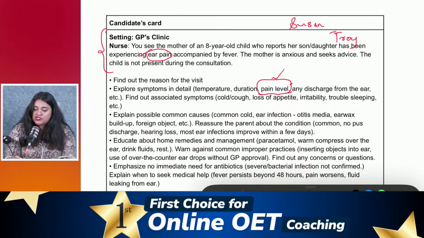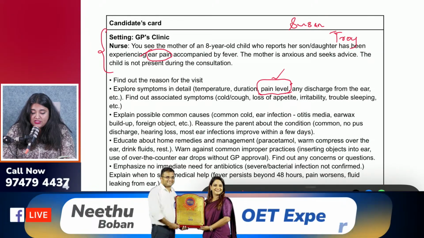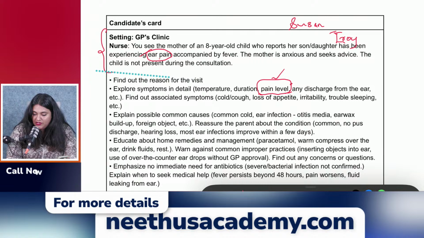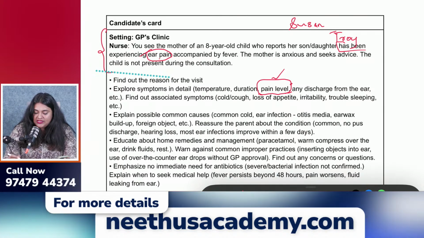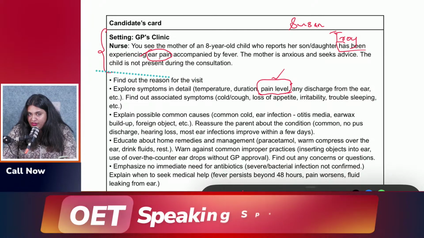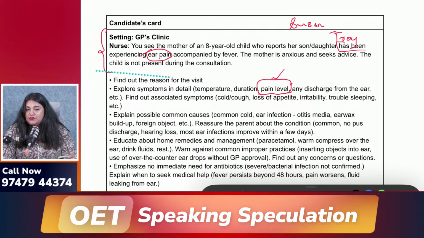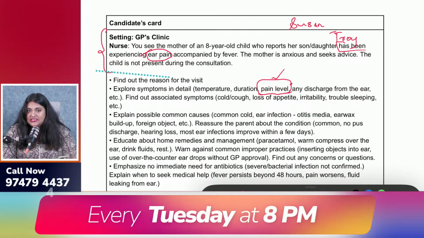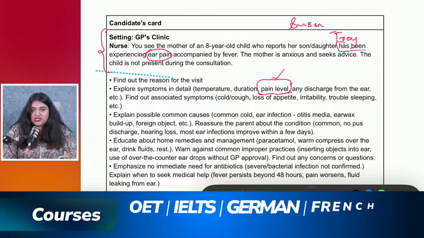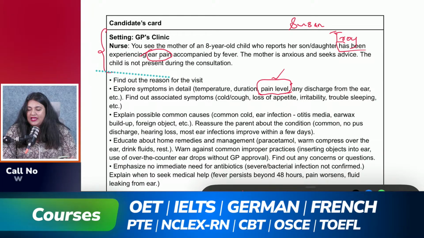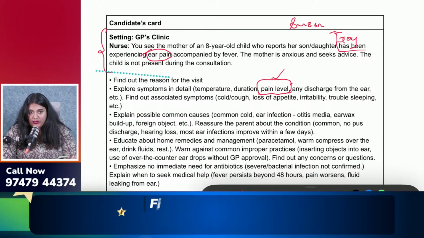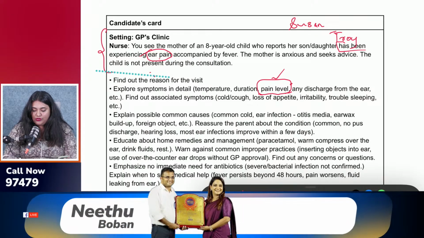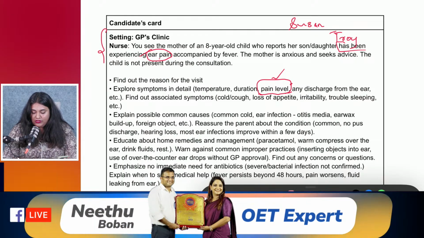I'll just repeat that. So Miss Susan, you mentioned that he has been experiencing ear pain, and if you want you can use this entire sentence, starting from here. You told me that he has been experiencing ear pain accompanied by fever. So could you please tell me whether he has mentioned anything about the pain levels, like how severe it is? That is the question. This is how we can club it with the information that you have here. I hope you got the idea and how to do that.